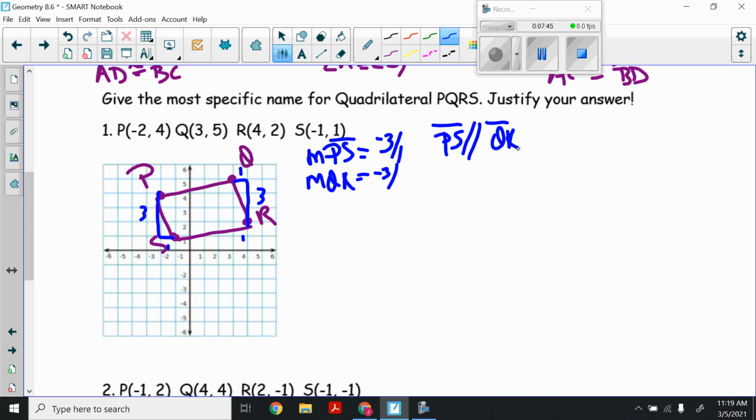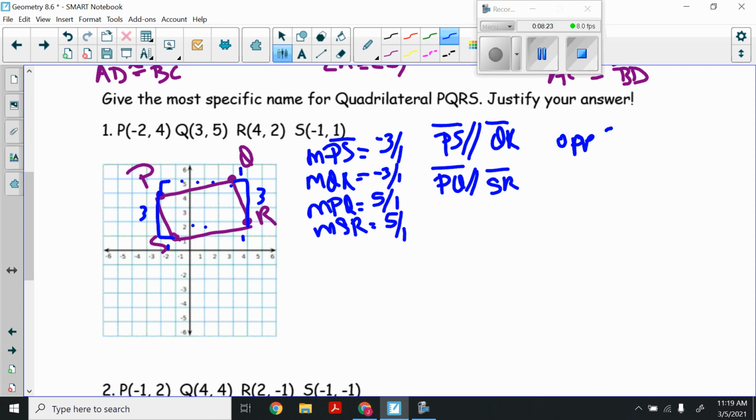So now I want to find out what is the slope of PQ and SR. So the slope of PQ. So how far up and over? So up 1 over 1, 2, 3, 4, 5. So 5 over 1. The slope of SR. Up 1 over 1, 2, 3, 4, 5. 5 over 1 again. So I see that PQ is parallel to SR. So I have 2 pairs of parallel sides. So I've got opposite sides parallel.